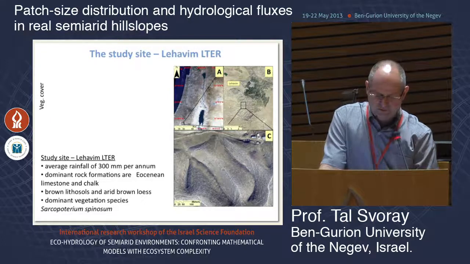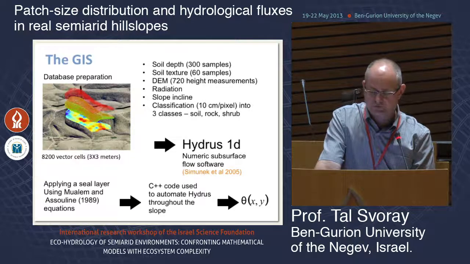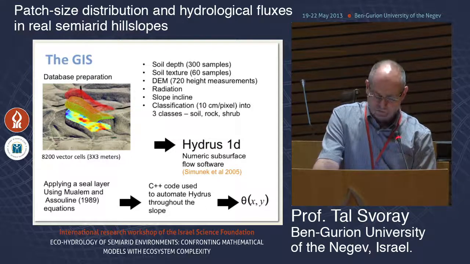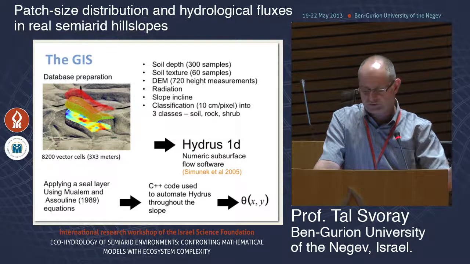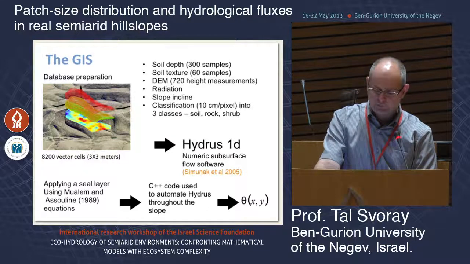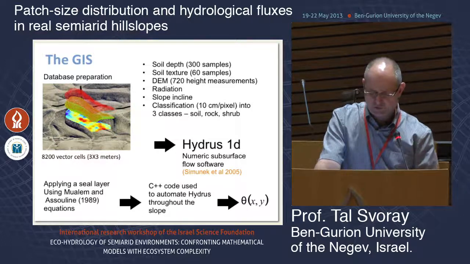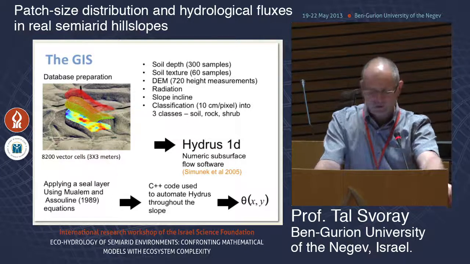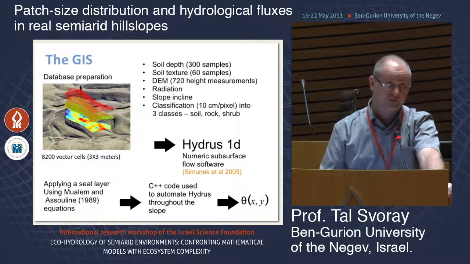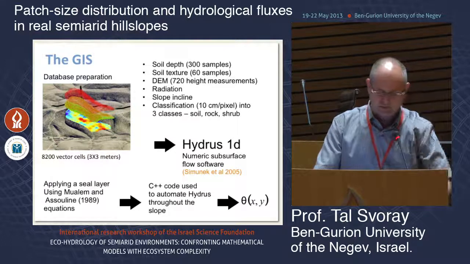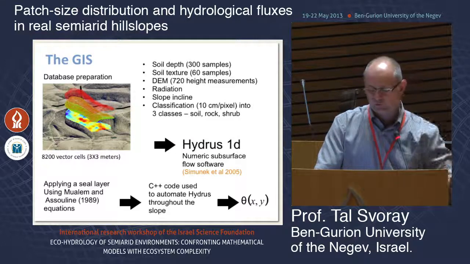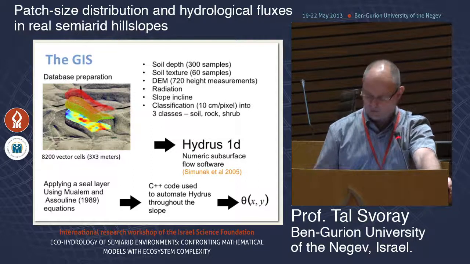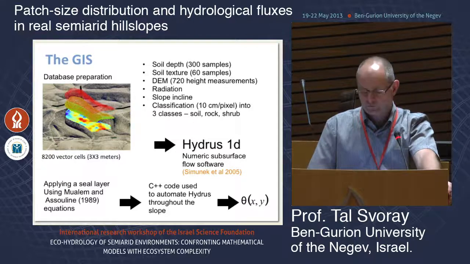So as I said, the model is using GIS data. We went to the field, we measured soil depth and texture, and using an electronic theodolite we made a DEM, and calculated the radiation and slope inclination. We used some air photos to classify the surface covers: the rocks, the soils, the shrubs. All this data was used as an input to Hydrus 1D in order to calculate volumetric soil moisture using numeric simulations. And we also used the Moalem and Assouline equations in order to simulate the effect of soil crust, or physical crust, which is so important in semi-arid areas. This all went into a C++ code that was used to automate the results of Hydrus 1D in space, on these 8,000 cells that cover the slope, and in time. So we ended up with data of volumetric soil moisture for each XY cell.